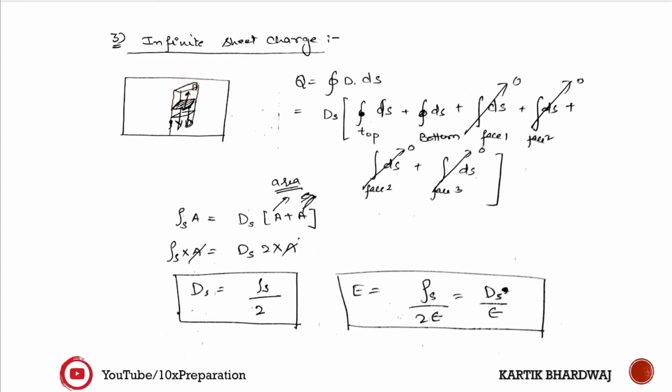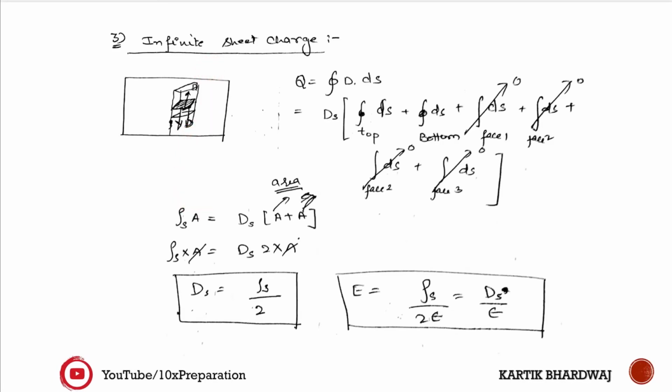So what will happen? Q is, by Gauss law, equal to the closed integral of D dot dS, and D is constant because we are considering a symmetrical surface. Now the Gaussian surface is this rectangle, a cuboid, and a cuboid has 6 faces. So this is the top, with the direction of the surface upward, and this is the bottom, downward.